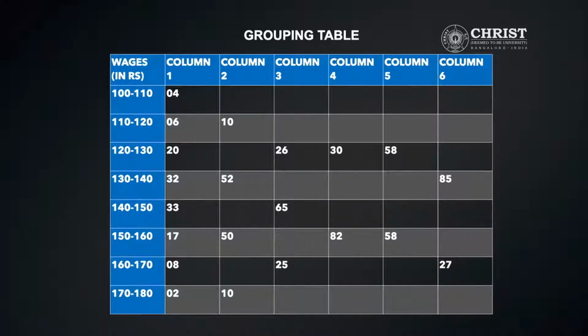Column 4, we add the frequencies three each. That means 4, 6 and 20, and that value is 30. Column number 5, we will leave the first frequency; 4 we will not consider, 6, 20 and 32. We will get 58. Column number 6, we will leave the first two frequencies, 4 and 6, and then add three each: 20, 32 and 33. We will get 85. Like that you have to compute the grouping table.